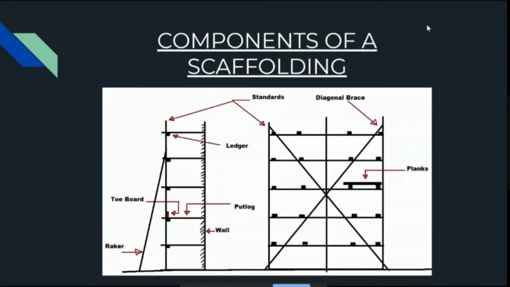Components of a scaffolding. So the first component is a standard, which is a vertical member of the framework, and it is supported on the ground or embedded into the ground. Then ledgers. These are the horizontal supporting members that run parallel to the wall. Then comes a putlog. This is a transverse member and they are placed with one end on the ledger and the other end at right angle to the wall. Then it's the braces. These are diagonally fixed on the standards.